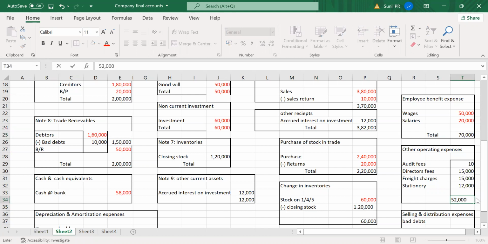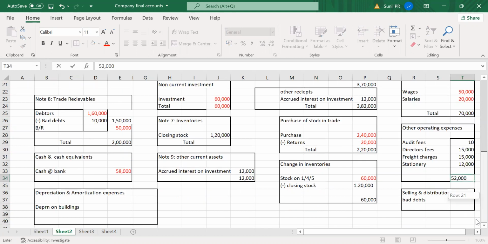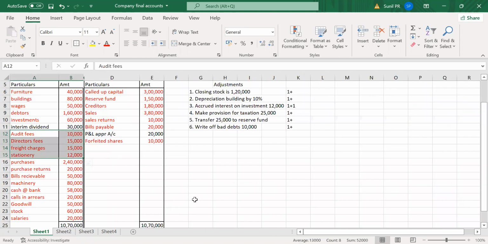Now you will have selling and distribution expenses. So sales related, we have taken all these things now, except interim dividend. We have not taken interim dividend. In the P&L account it will come only once. So where it will come, that you have to write it.